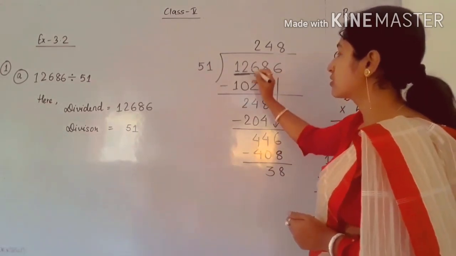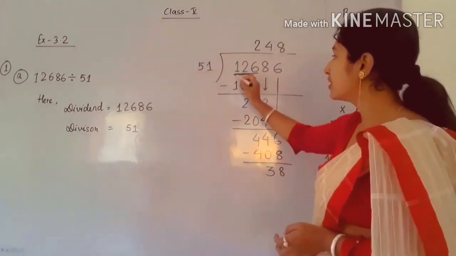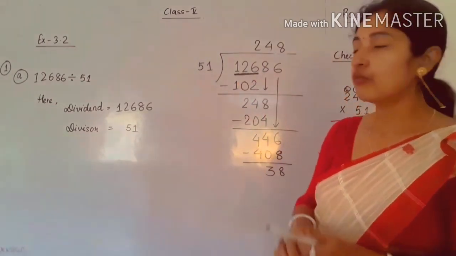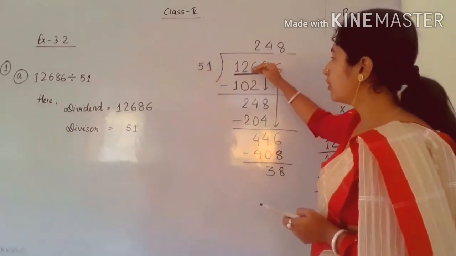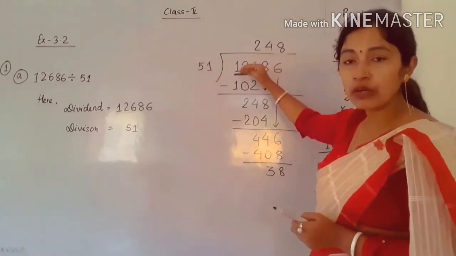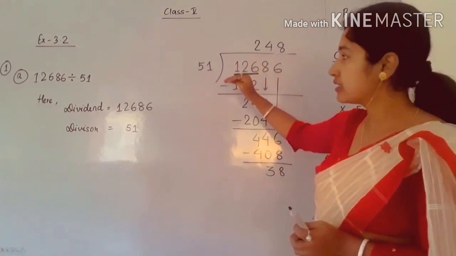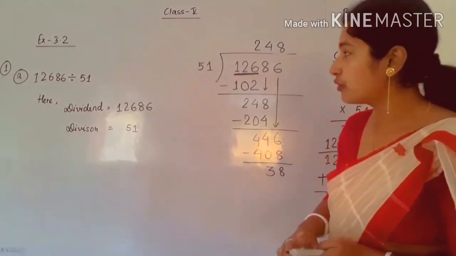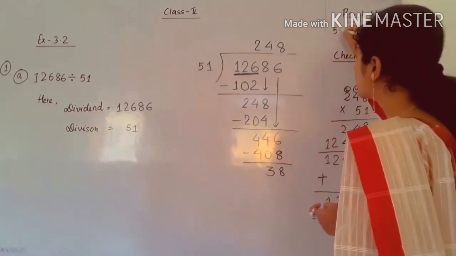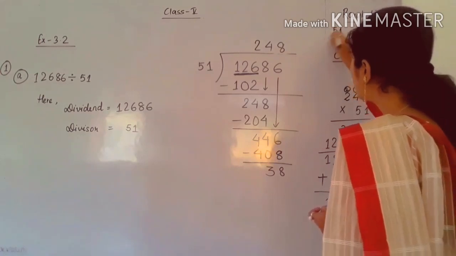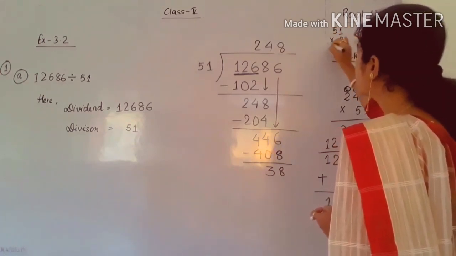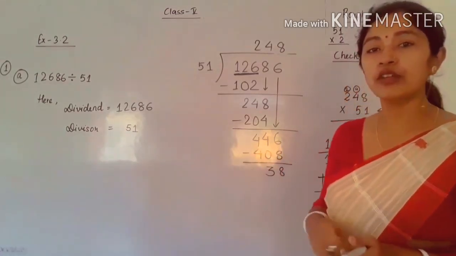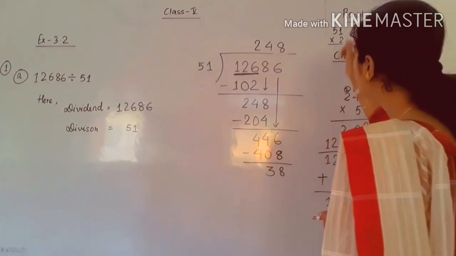The next digit is 6, so the 3-digit number is 126. We have to find a number equal to or less than 126 which comes in the table of 51. So you have to check in the rough. You have to multiply 51 into 2, because 51 ones are 51 and this is a 2-digit number, so you have to start with 2. So 51 twos are, what do we get?